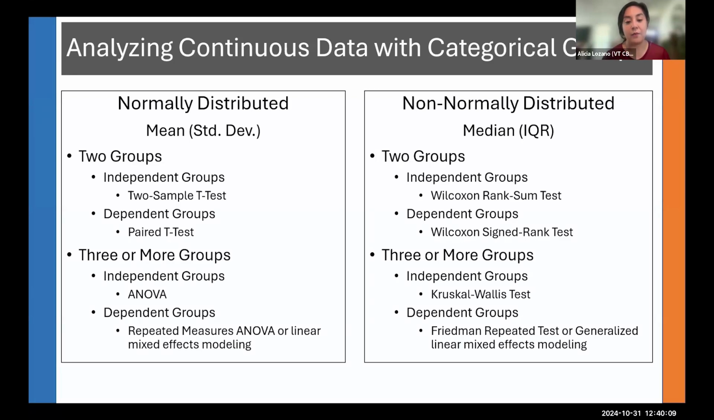So, for example, if you're testing for differences in exercise performance across multiple time points within the same group, these are the types of methods that you would want to use.